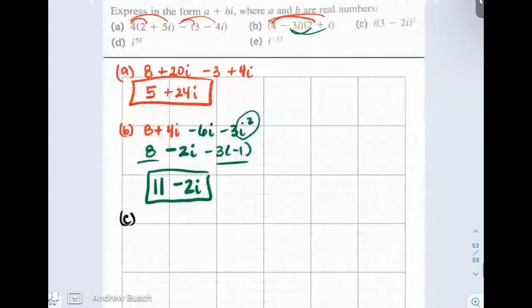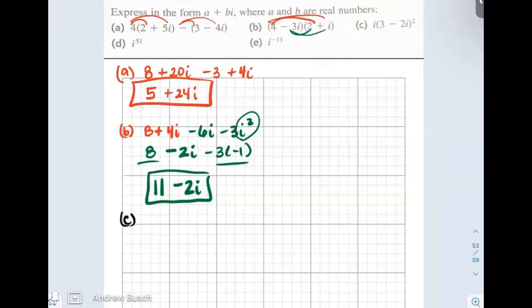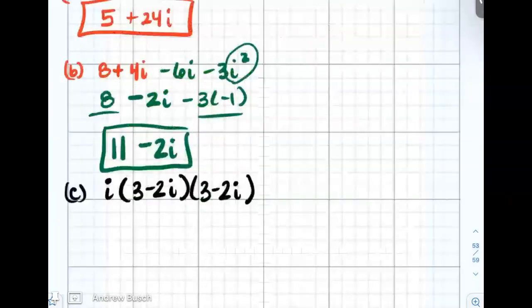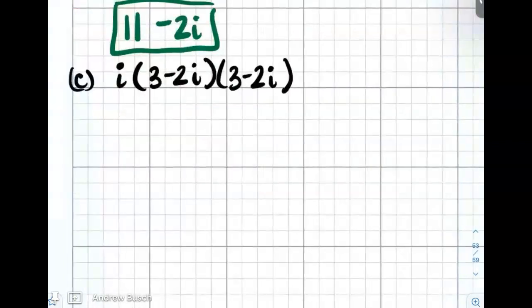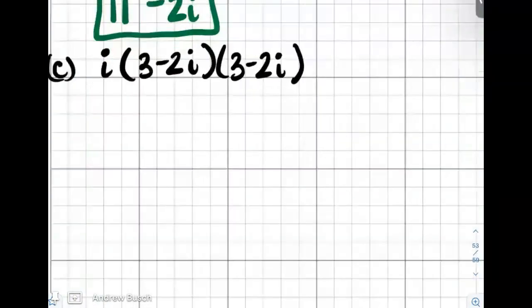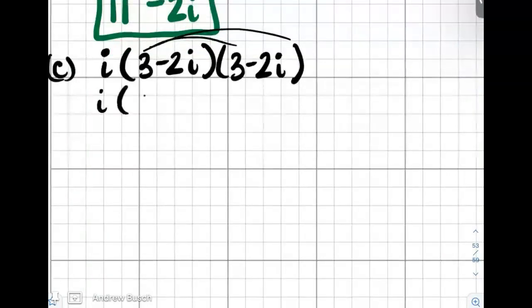C, you are going to expand the square into that binomial written twice. When that is squared, you cannot distribute a square when you're adding and subtracting. You have to instead write it twice. And then you've got to FOIL it. So distribute your 3. Distribute negative 2i.